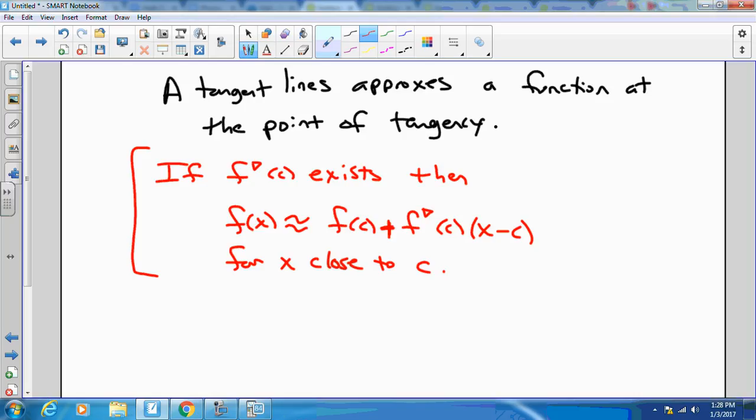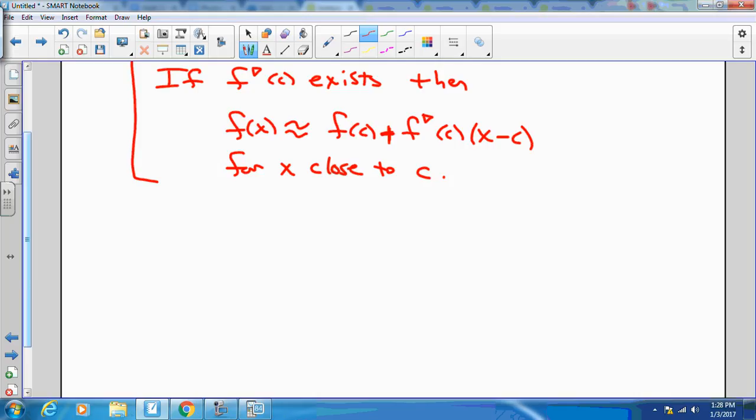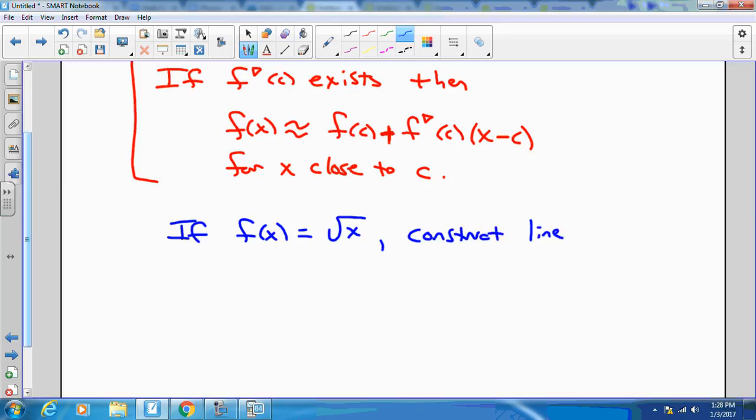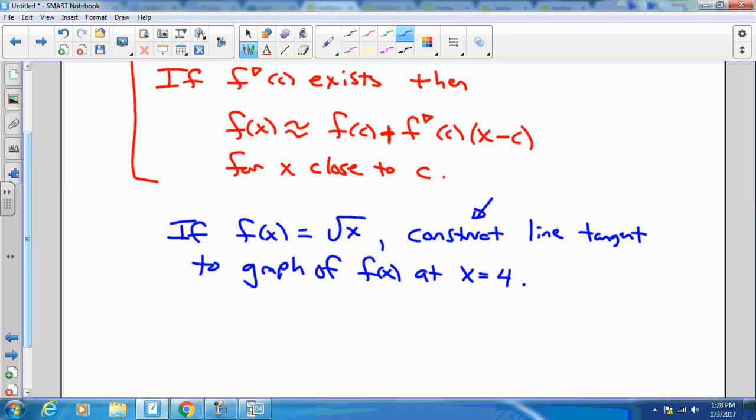So this is our one big idea. Now, to see what this means, first of all, let's go back and practice doing some tangent line construction. Suppose f of x equals the square root of x. Construct the line tangent to the graph of f of x at x equals 4. Notice that the word construct is math language for create the equation of.